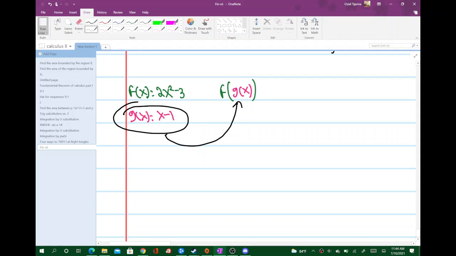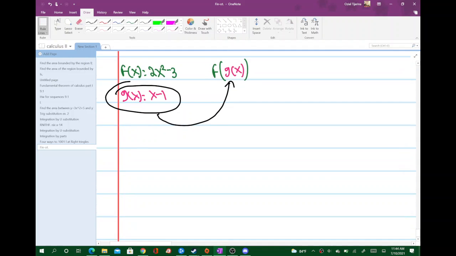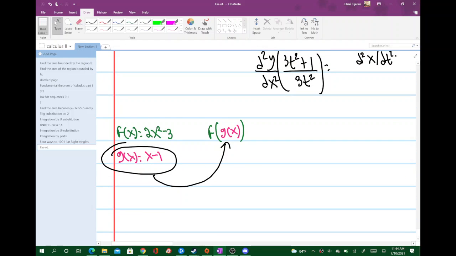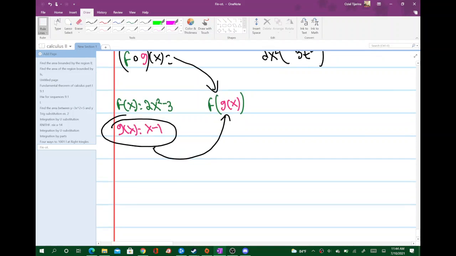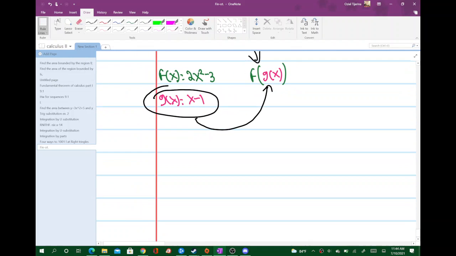So f of g of x, or in other words, f composed with g of x, is really just this. We're first going to plug in g of x for x, so we have f of x minus 1, so it's like this.